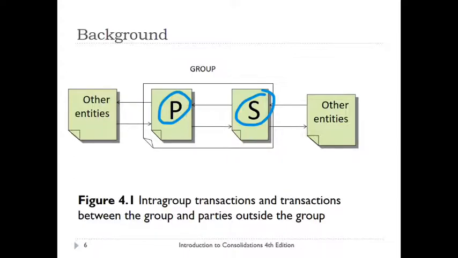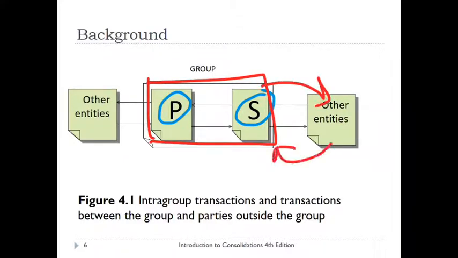The parent-subsidiary combination is known as a group that we have now mentioned a lot of times. And this group is now a single economic entity. And to give effect to the single economic entity principle, only transactions between the group, which is represented by my red block, and parties outside of the group, third parties, is allowed to be presented in the consolidated financial statements.